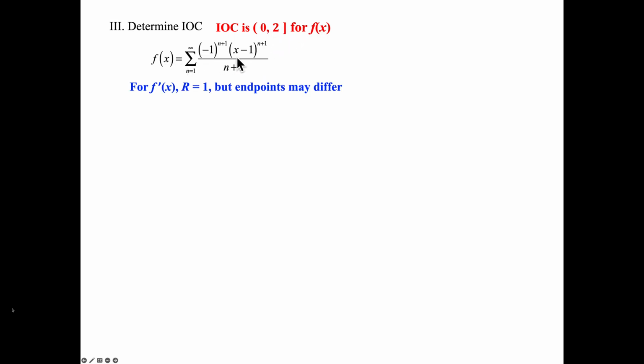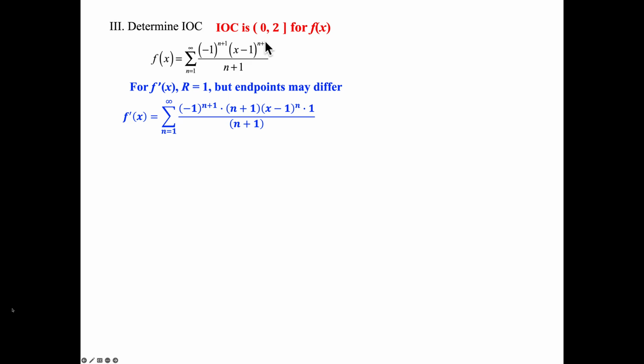All right, so since our interval of convergence is 0 to 2 for f of x, what happens when we take the derivative? Well, the radius stays the same, but your endpoints may be different. Instead of converging, they may diverge. So we're going to take the derivative of this function.